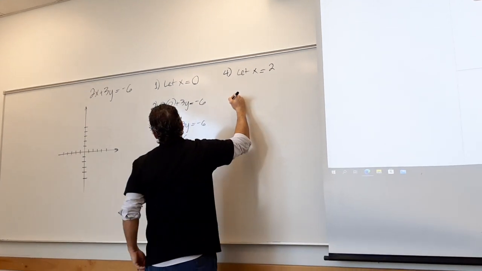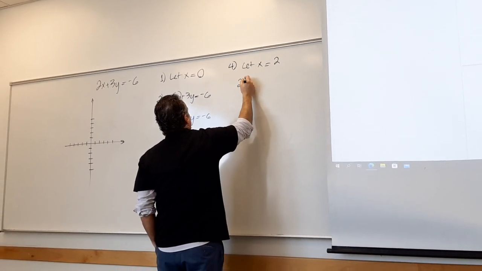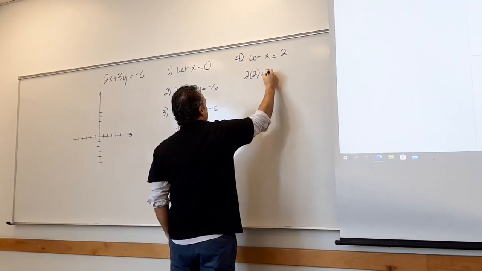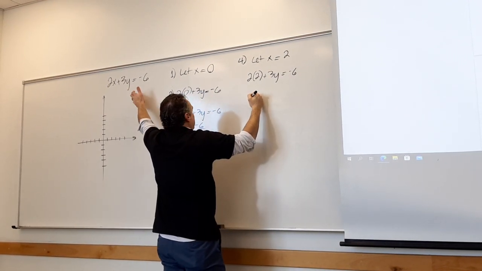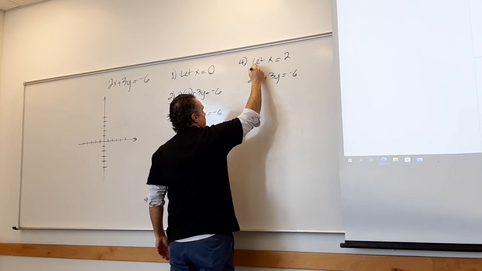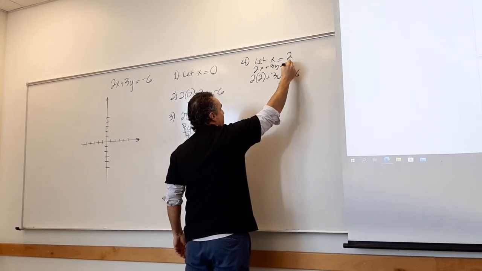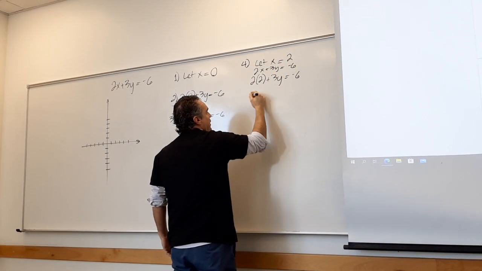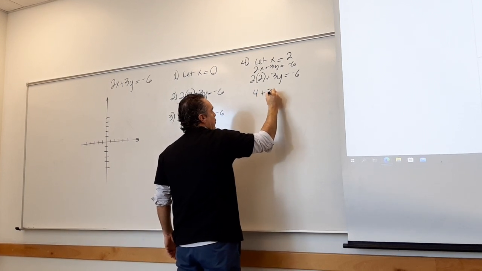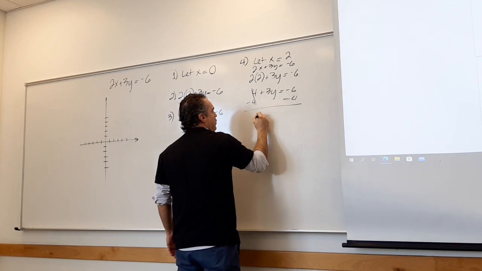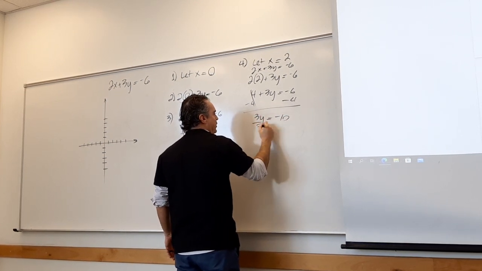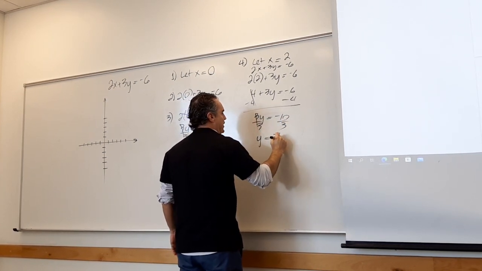All right? So we'll say 2 times 2 plus 3y equals negative 6, right? Because I plugged this in for the x value there, right? 2x plus 3y equals negative 6 is my original. I plugged it in. Now I solve. I got 4 plus 3y equals negative 6. I subtract 4. I get 3y equals negative 10. I divide by 3, divide by 3. I get y equals negative 10/3.